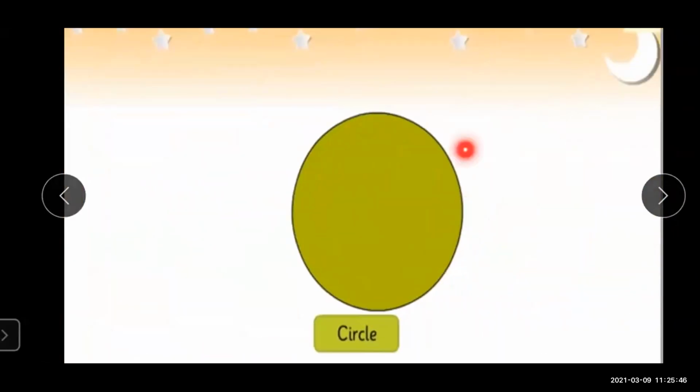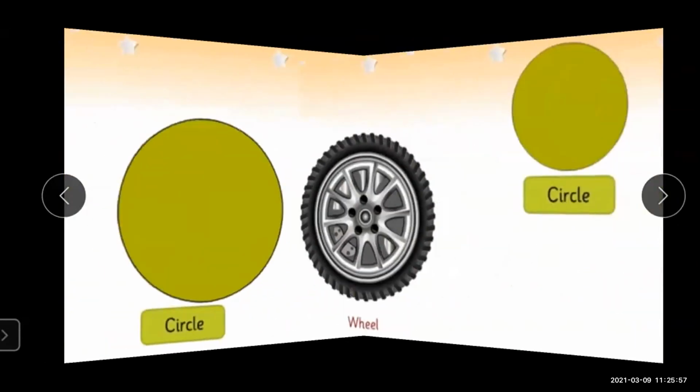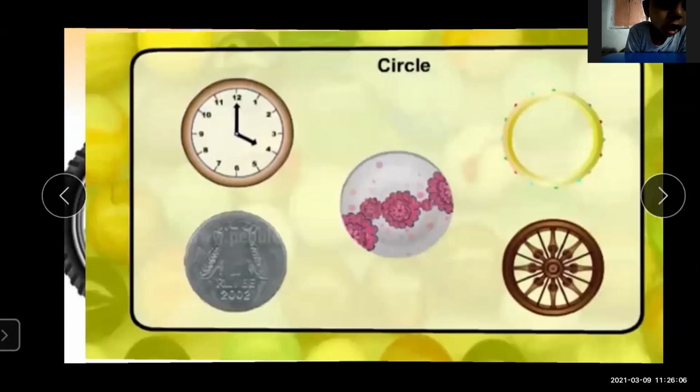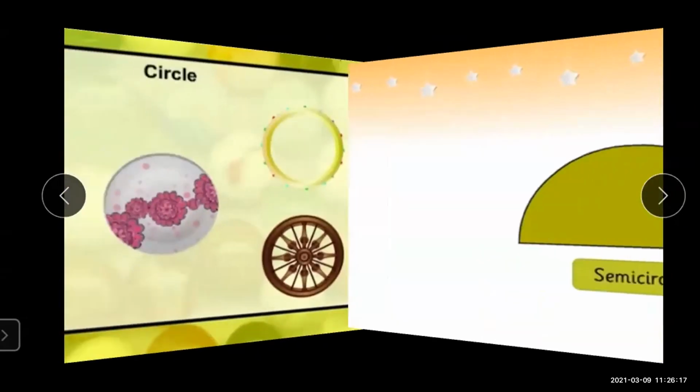Now, which shape is this? Circle. It has no sides and no corners. This is a circle. Now, there are some examples: a wheel and a ring. You can get these in circle shape. Some more examples are clock, dish, bangles, wheels, and coins in circle shape.